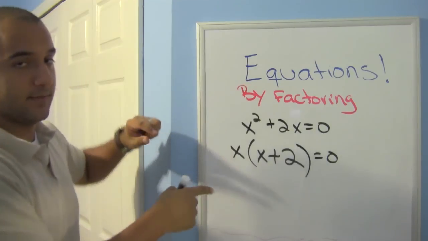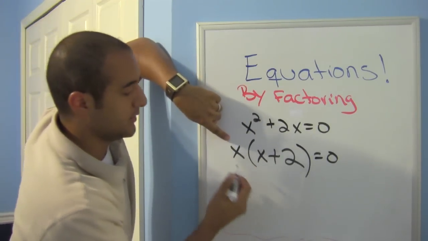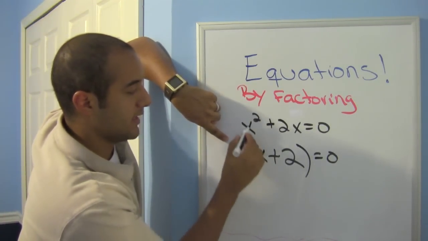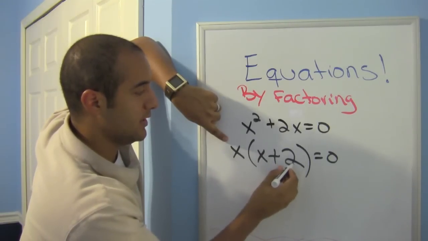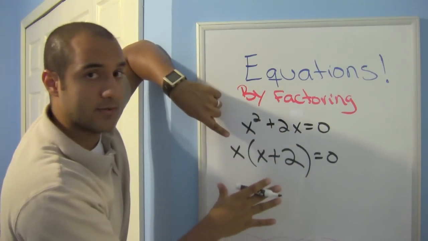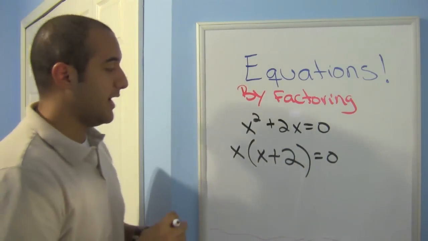And notice how this is the same thing, because look what would happen if I distributed this. X times x is x squared, plus x times 2 is 2x. So right now it's equivalent. Now let's look at what we have.